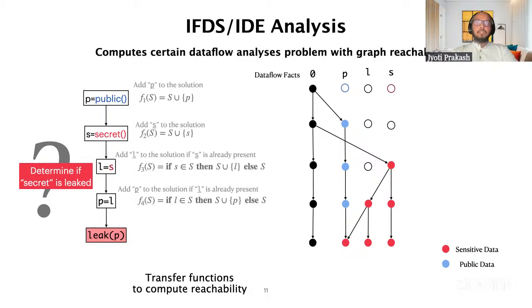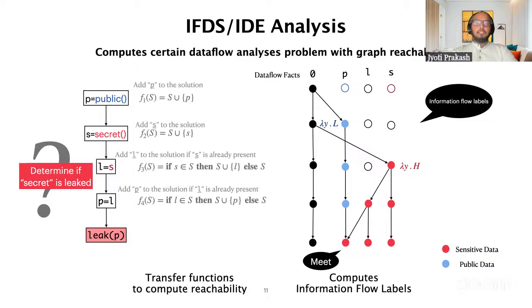Now that we have discovered the graph reachability, we want to compute the information flow labels, that means determining whether this information is confidential or not. So we label this with environment transformers, which in this case are L and H, and then we compute the environment transformers across the reachable paths. At the final phase, if you compute at the meet, we can know that P is a secret because there are two paths which come from P and from S.